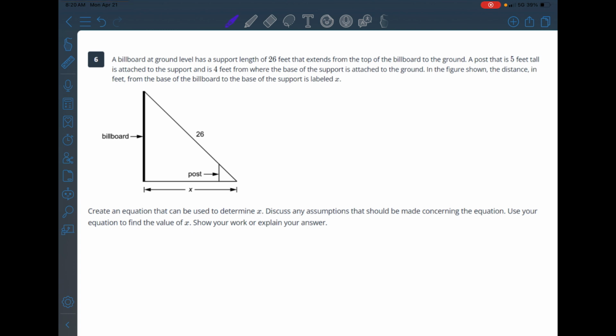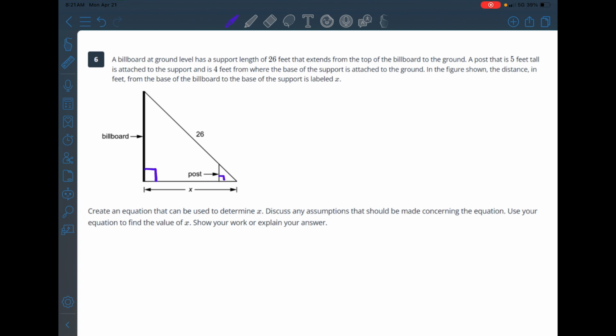Discuss any assumptions that should be made concerning the equation. Use your equation to find the value of X. Show your work and explain your answer. The first assumption we're going to make is that this is a right triangle. So if this is a right triangle, this is also a right triangle.